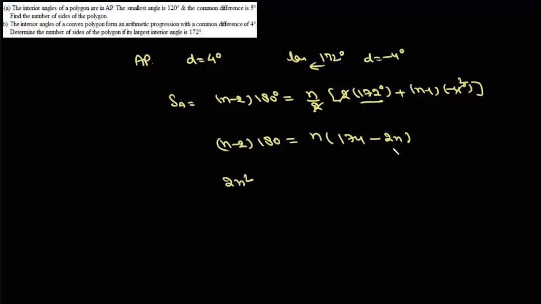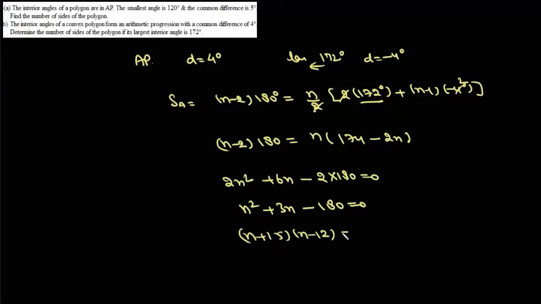So we can write this as 2n square, and then 180n minus 174n, that will be plus 6n, minus 2 into 180 equals 0. Now we'll divide everything by 2. So it will be n square plus 3n minus 180 equals 0, which is (n plus 15)(n minus 12) equals 0. Now n cannot be negative. So the only value of n we get here is 12. So the answer is n equals 12.